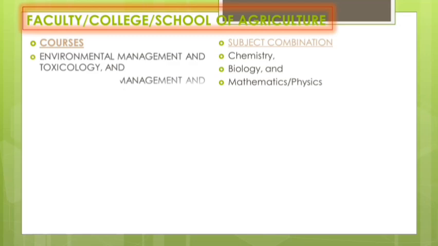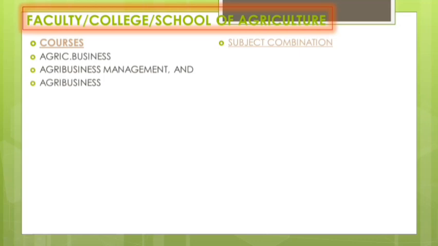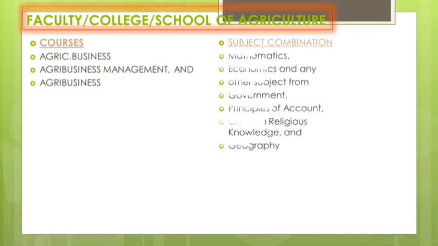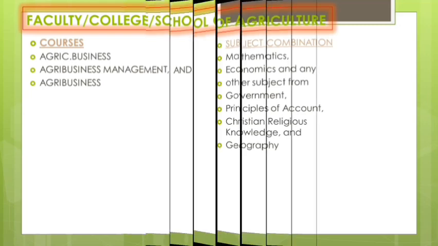Are you a candidate applying for environmental management and toxicology, and environmental management and pollution control? Your JAMB subject combination include chemistry, biology, and mathematics or physics, in addition to use of English that is compulsory for all candidates. For candidates applying for agribusiness, agric business management, and agric business, your JAMB subject combination include mathematics, economics, and any other subject from government, principle of accounting, Christian religious knowledge, and geography.